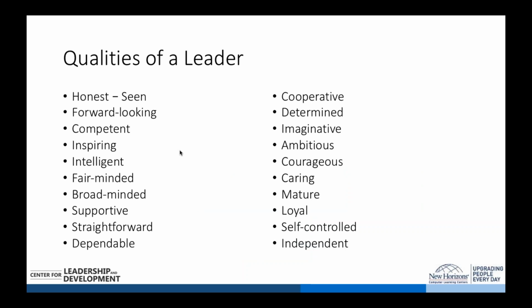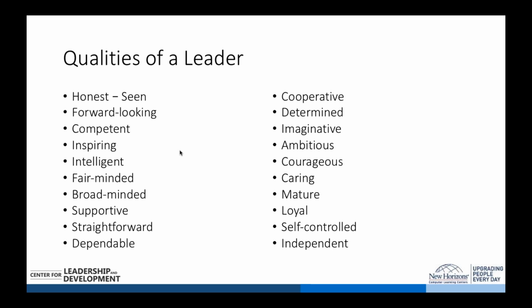So, a bit more detailed qualities of a leader. Leaders are honest. They're seen to be honest. They're forward-looking, confident, inspiring, intelligent, fair-minded, broad-minded, supportive, straightforward, dependable, cooperative, determined, imaginative, ambitious, courageous, caring, mature, loyal, self-controlled, and independent. This is a list of qualities, and if you look through this, ask yourself, are we all of these things?